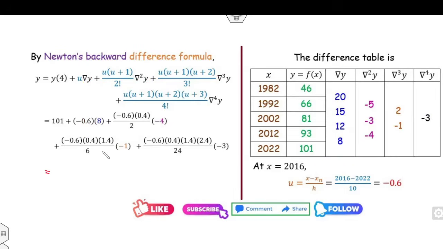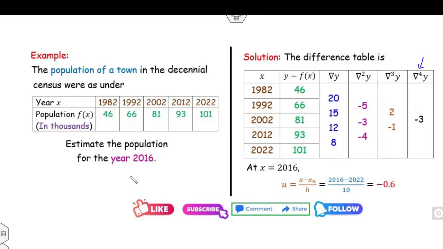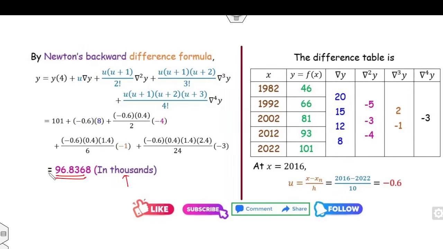Now you can solve this value with the help of the calculator. You will get the right answer as 96.8368. Why have I written this in the thousand? If you look at the statement, the value of the fx is given in terms of thousand, and you can see my answer must lie between 93 to 101, and you can see it lies between them.